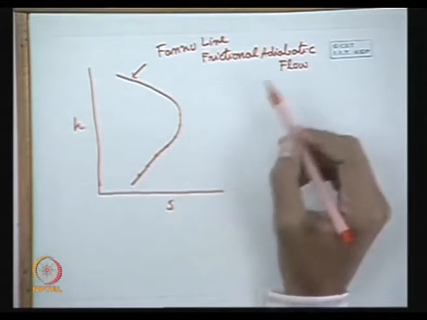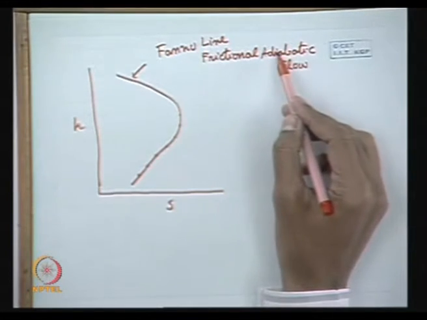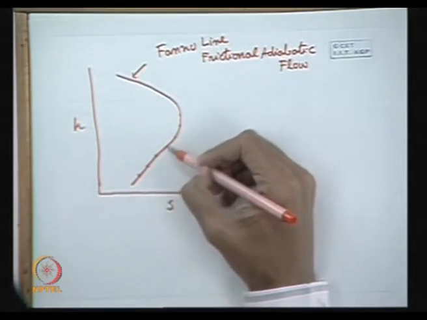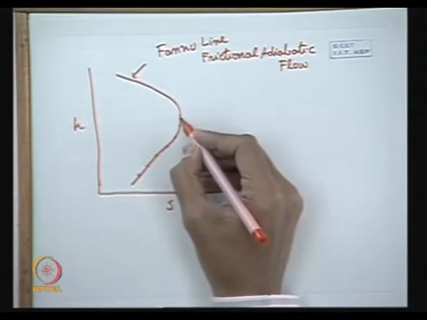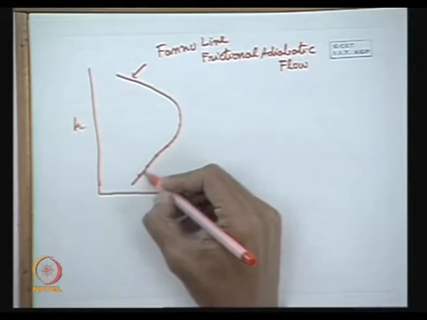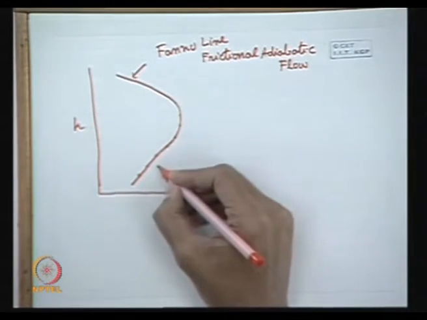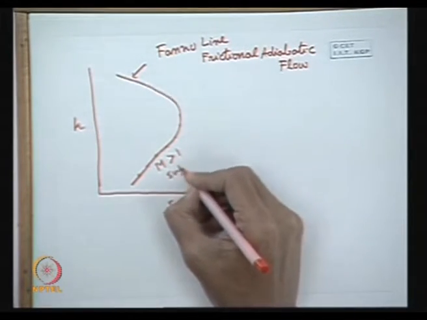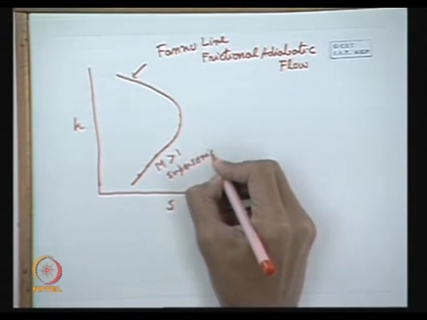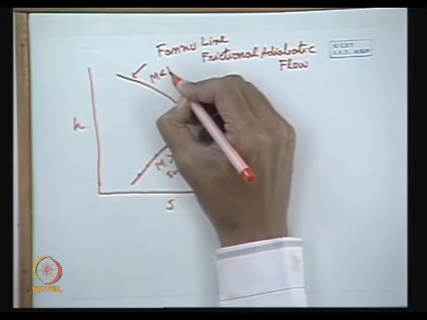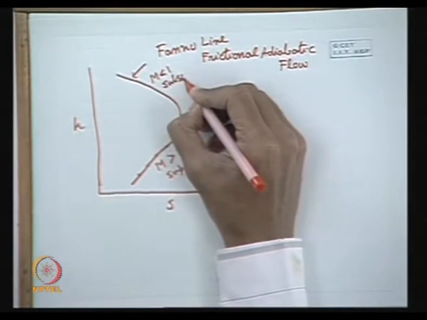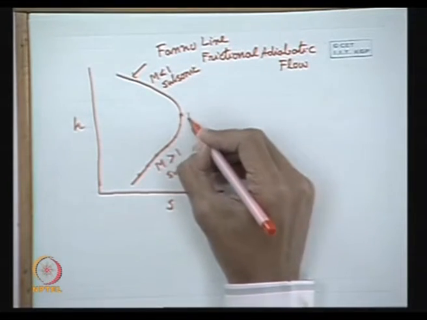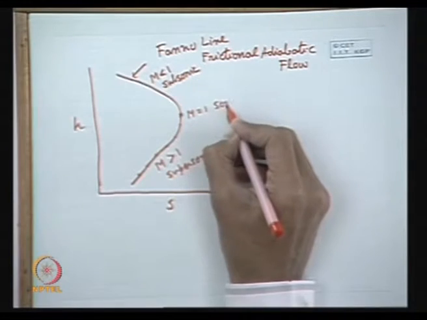That means they satisfy the adiabatic condition of constant stagnation enthalpy as well as the steady state continuity equation, that means the same mass flow. We have also recognized that this part, the positive slope in the h-s diagram, represents supersonic flow, M greater than 1, and this part, M less than 1, represents subsonic flow. The point where the entropy becomes maximum represents M equal to 1, or sonic flow.